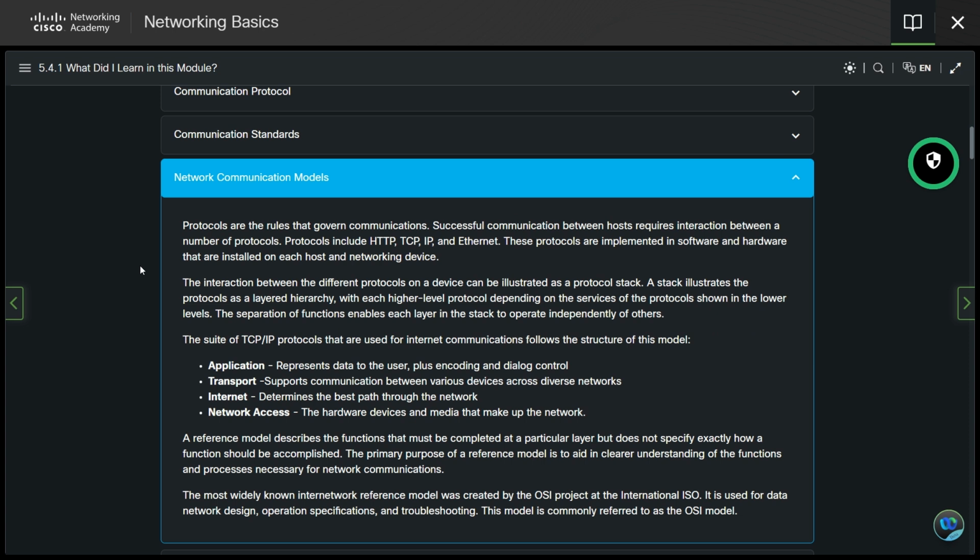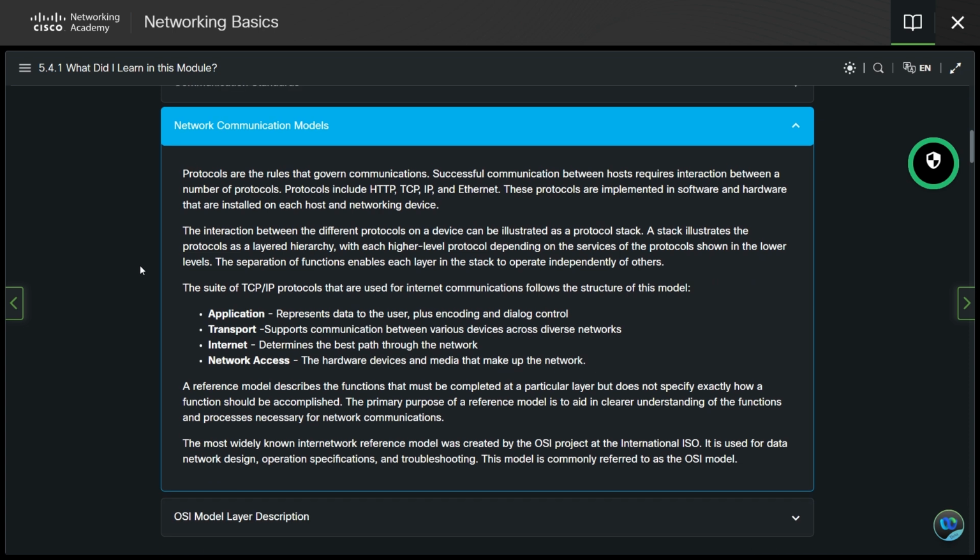The interaction between the different protocols on a device can be illustrated as a protocol stack. A stack illustrates the protocols as a layered hierarchy, with each higher-level protocol depending on the services of the protocols shown in the lower levels. The separation of functions enables each layer in the stack to operate independently of the others. The suite of TCP/IP protocols that are used for Internet communication follows the structure of this model.